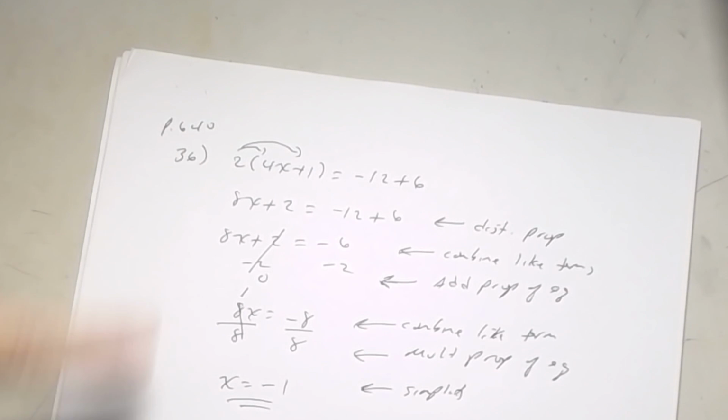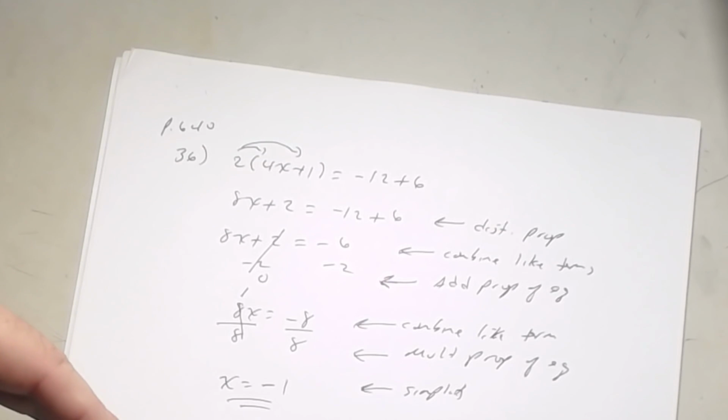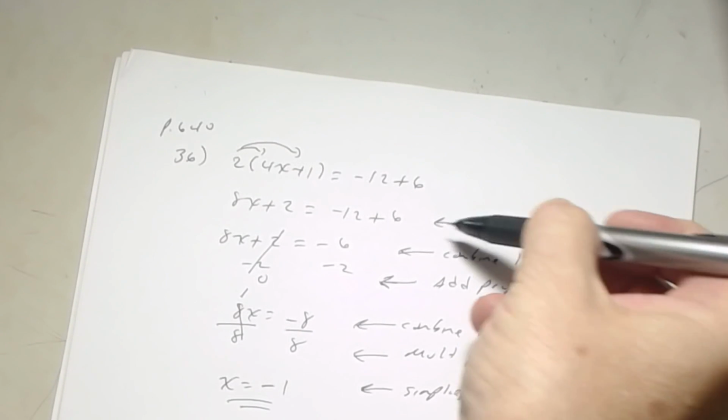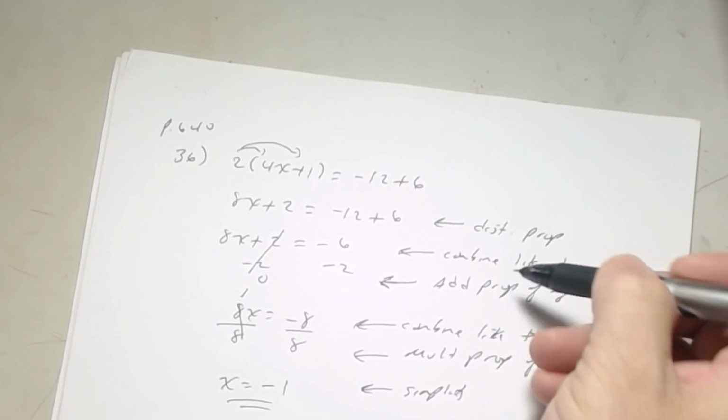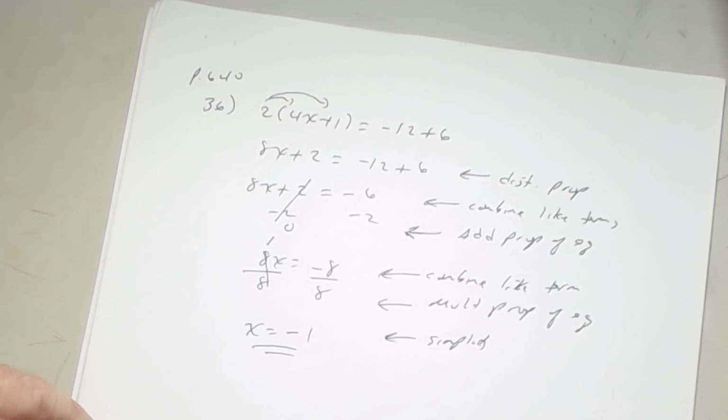All right, and that's all you do. That is all you have to do. So it's not a difficult process. Just make sure if you want all your points, you do one thing at a time, just like we're doing. Okay? One thing at a time. So this sometimes helps if you think about it like distributive property, then combine like terms, then addition property, then combine like terms, multiplication property, simplify.